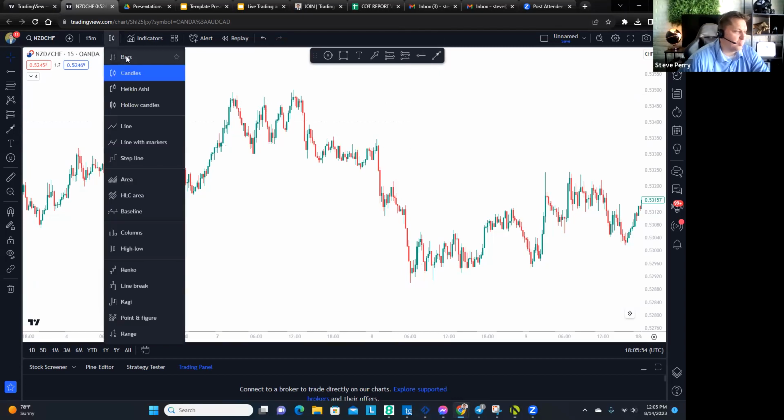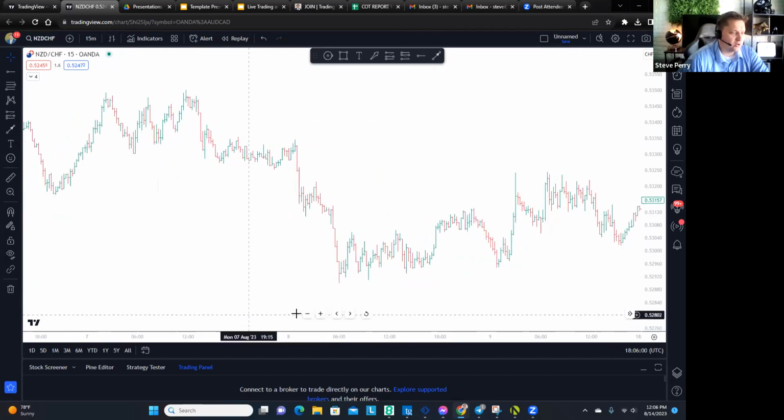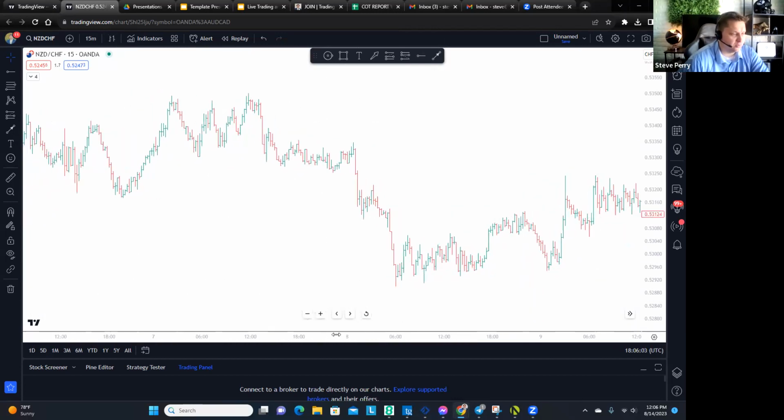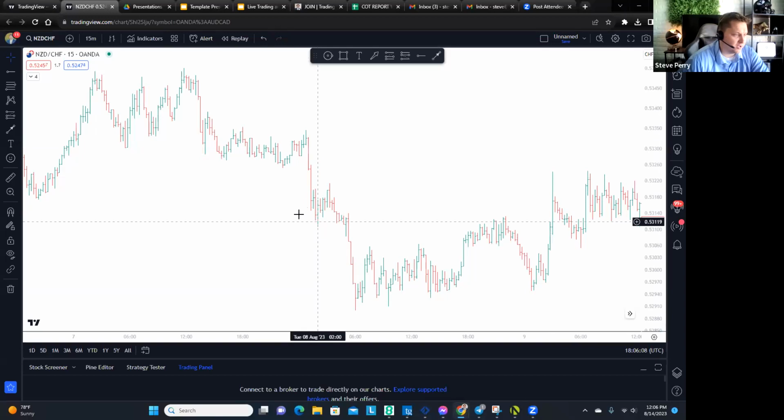Then you have the different types of charts. This is known as a bar chart right here. Bar charts are probably the next most common way of looking at the price action, and I'm not a big fan of them. You'll never see me using them because I feel like the candlestick is a superior format of viewing the price of the market. They basically do the same thing as candlesticks, but they're not as, I guess, 3D. With these ones, you can see where the wick starts and ends. There's a little nick at the bottom or at the top that you can see. Those are bar charts.